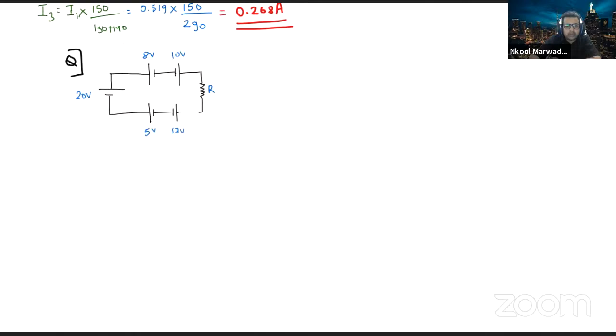And let me highlight the terminals. Positive, negative. Positive, negative. Negative, positive. Positive, negative. Negative, positive. Okay. Now here in this question we have to find the value of R.